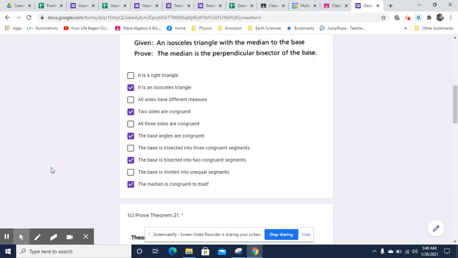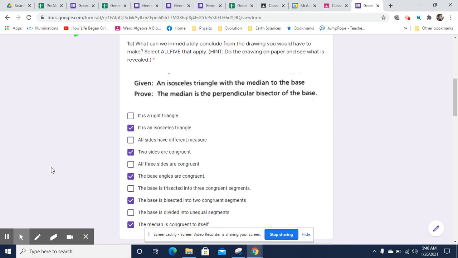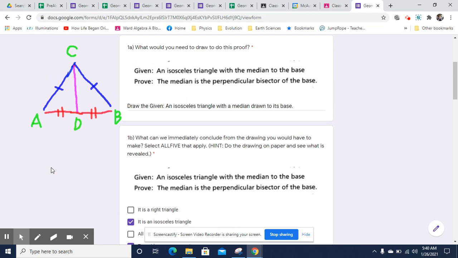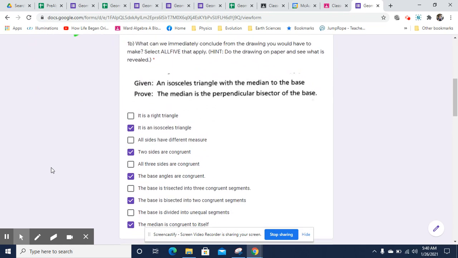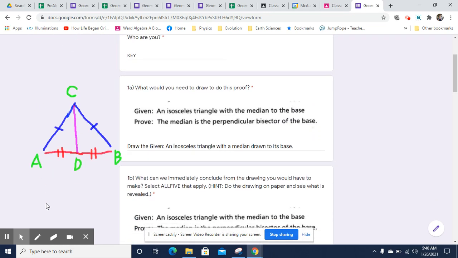So those are all things we can really quickly conclude from the drawing. And that will give us a lot of information. We can actually add some stuff to the drawing based on that. I'm going to add that this angle is congruent to this angle. Okay, so that, and we can even add that this is congruent to itself.